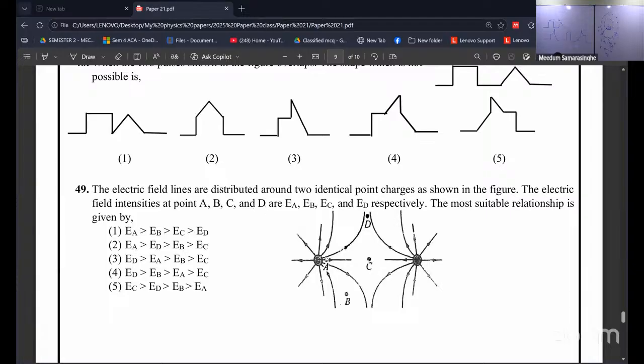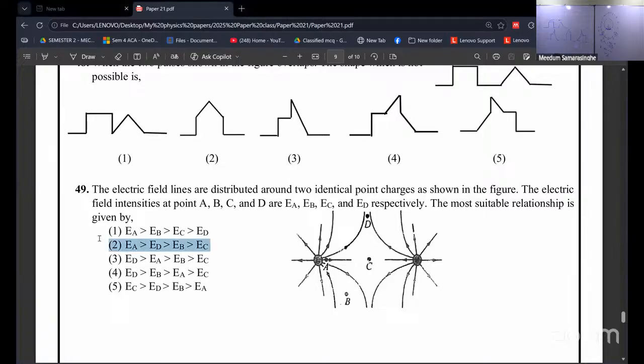Look, the electric field at point A is maximum, right? So the answer cannot be the third, fourth or fifth. E is maximum. At C, the electric field strength is 0. Why? The electric field due to this charge and this charge will cancel at the middle point. So E is maximum and C should be minimum. So the answer is the second one.